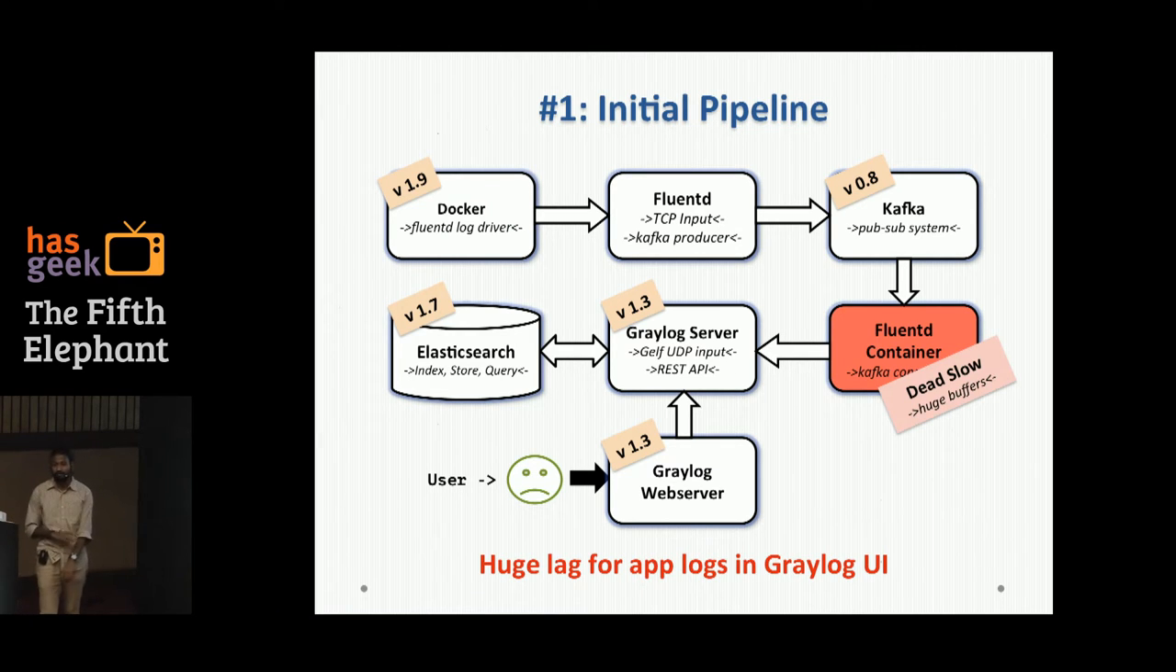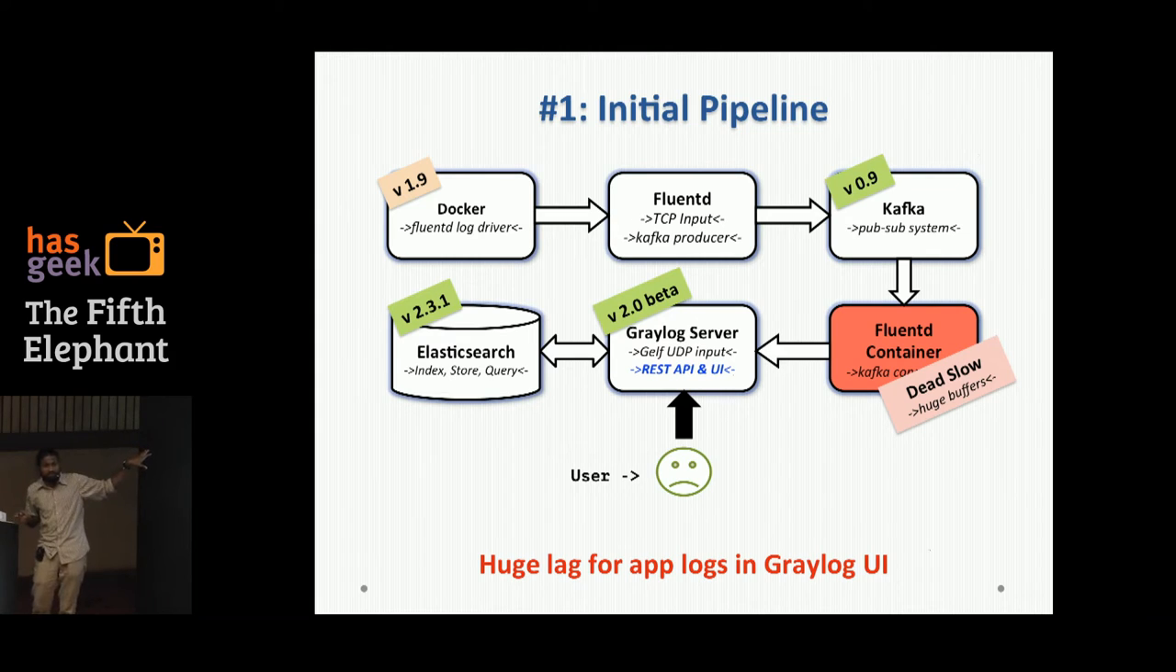Now, our first problem happened. The Fluentd container consuming was dead slow. We believed it is sending the messages to UDP, it should be fast, and it was consuming from Kafka in real time. So Fluentd should not have any problem. What we did, we upgraded all the versions for different components. As you see in Graylog, now the two components are merged into one. That is in the new version, we got this upgrade. We tried out beta, REST API and UI is in the same box. But the problem is still not solved.